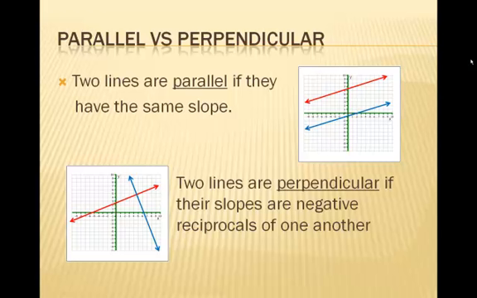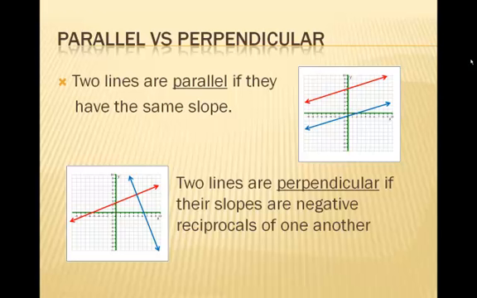If you have two lines that are parallel, it means that they have exactly the same slope. As you can see in my top diagram, I have two lines, the blue line and the red line, and they have exactly the same steepness, or the same slope. Now, if two lines are perpendicular, that means their slopes are negative reciprocals of one another. That's a little bit more difficult to describe. If you look at the picture, it basically means that they cross at a right angle.